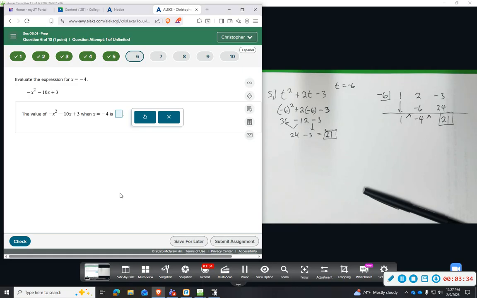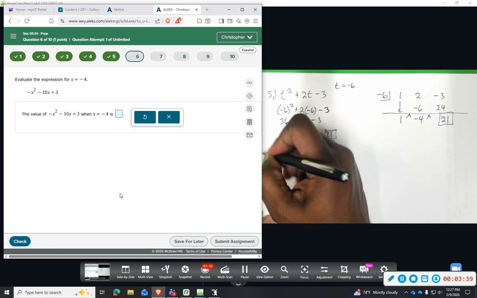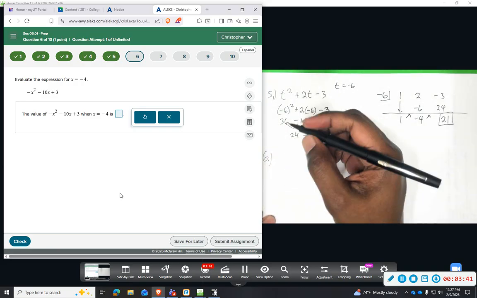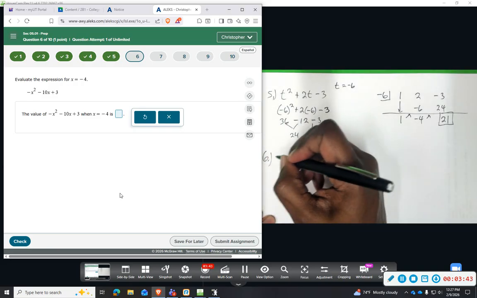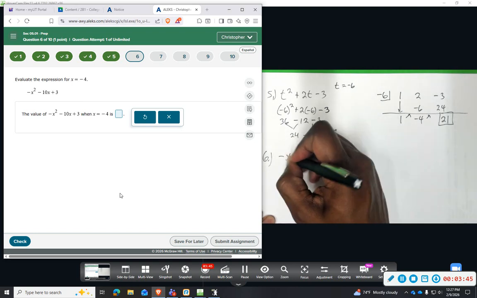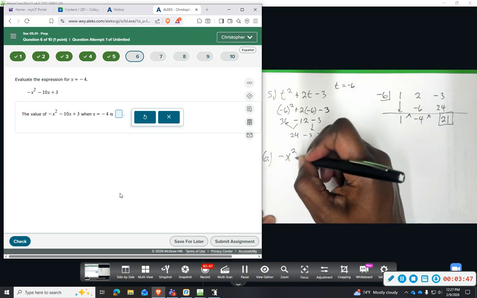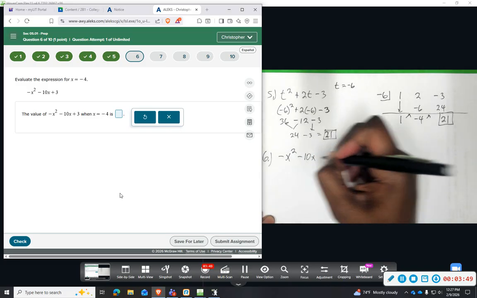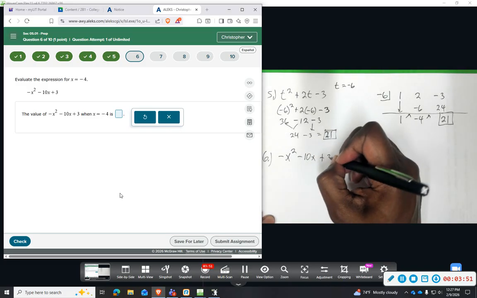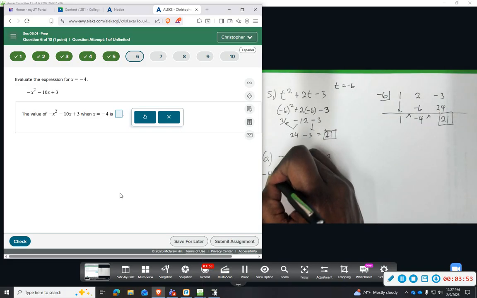All right, so number 6, same type. I'm just going to focus on this method right here. So I'm plugging in a -4. I have -x squared minus 10x plus 3. So I'm going to plug in a -4.